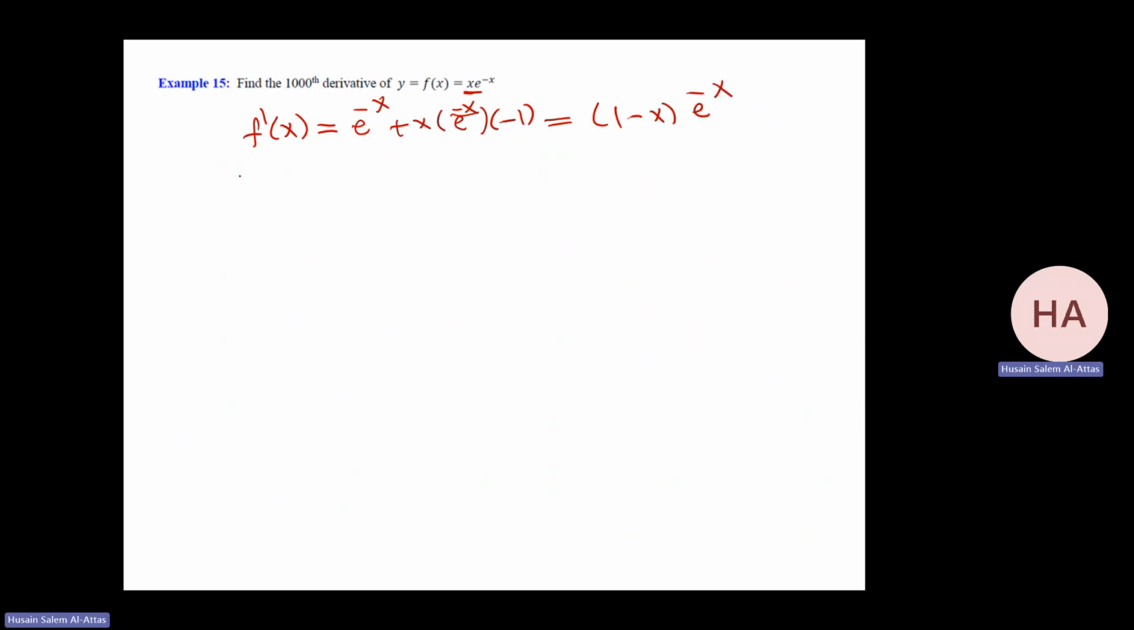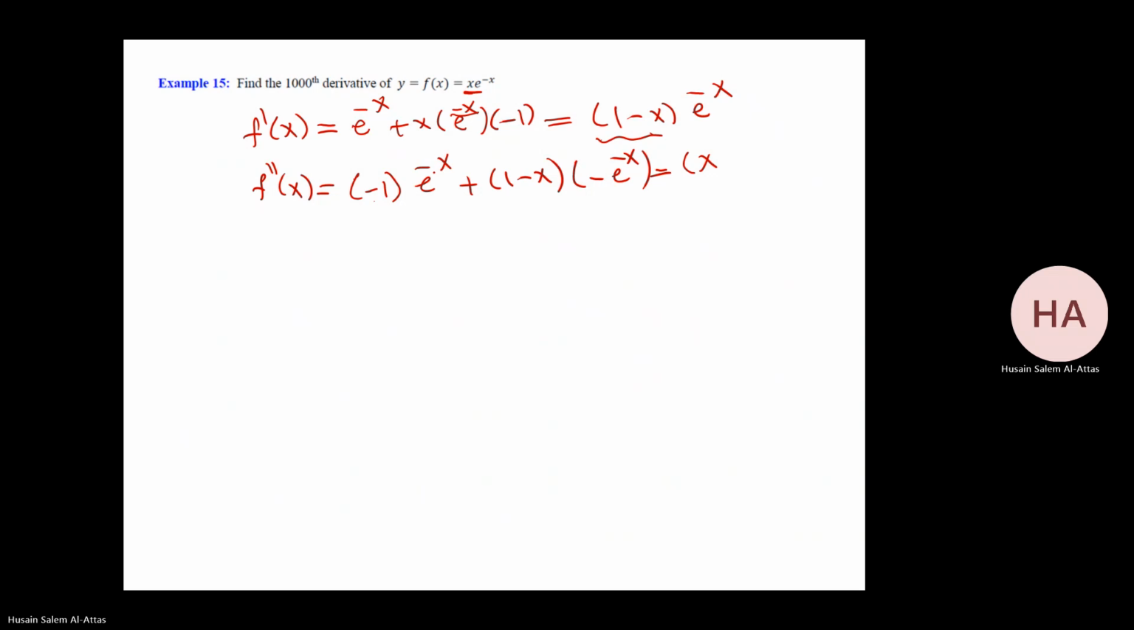Okay. Second derivative will be what? Now we'll do the product rule again. Derivative of the first, which is minus 1, times the second, plus the first times the derivative of the second, which we did before, minus e to the minus x. If I want to simplify it, I have minus x times minus 1, that will be x, minus 1, x minus 2, times e to the minus x.